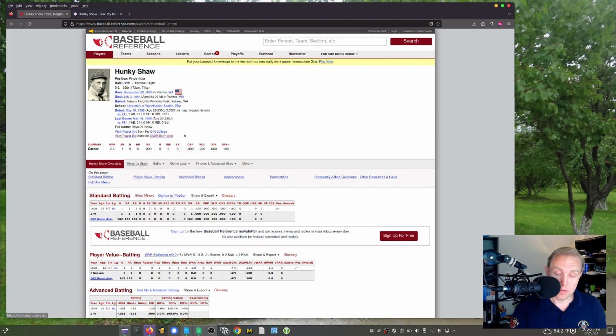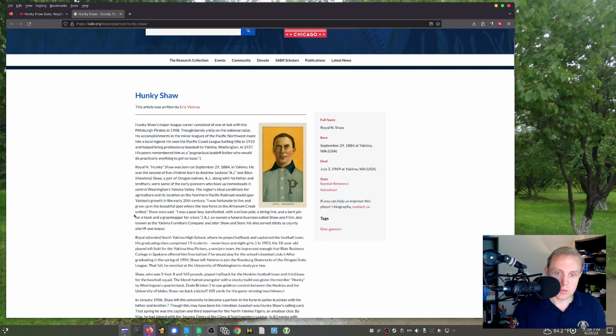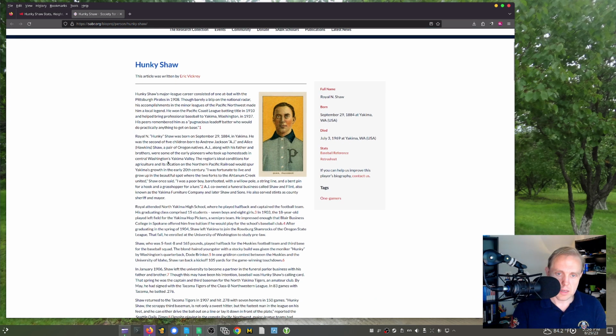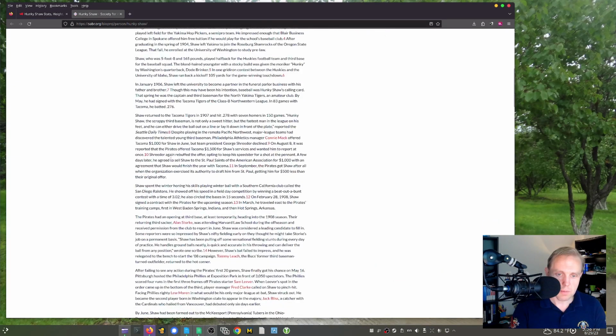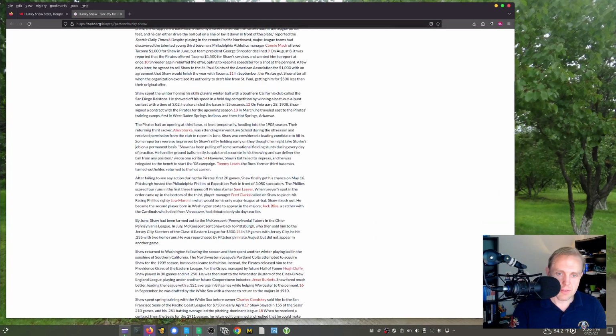He has a bio from the SABR Bio Project, which is fantastic. He was a local legend in the Pacific Northwest and the Pacific Coast League, including winning a batting title in 1910, and popularized baseball in the Yakima Valley over in Washington State. I know what that is. I've been there. Pirates had a very short temporary opening at third base, which is why they brought him up.